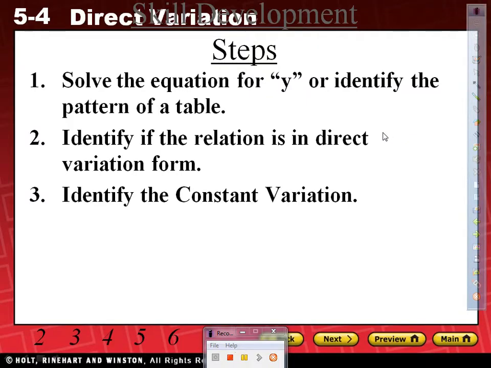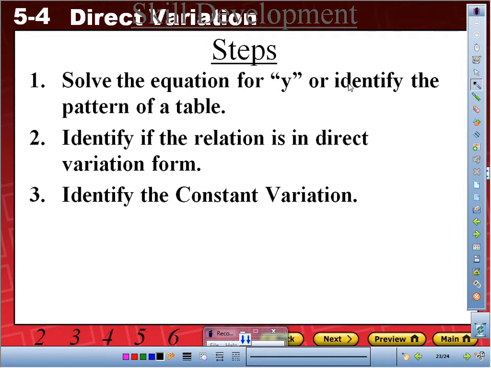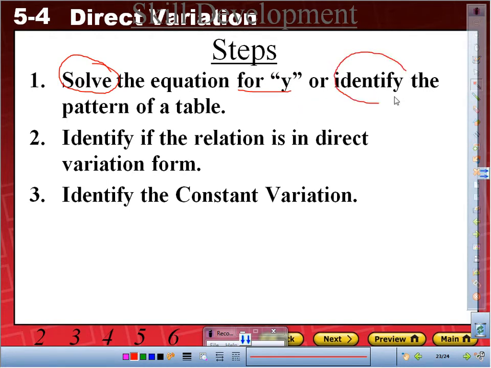All right, steps. I give you guys 3 basic steps. Number 1, solve the equation for y or identify the pattern of a table. So we're to circle and underline. First step, solve for y if it's an equation. If they give you a table, you're going to identify the pattern. So for step 1, 2 critical things. Solve for y if it's an equation. If they give you a table, you identify the pattern.